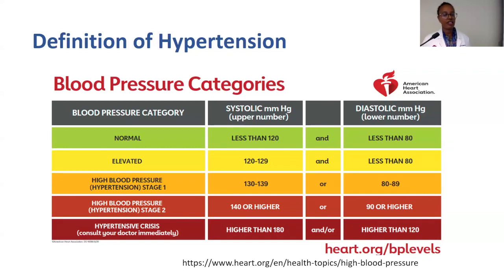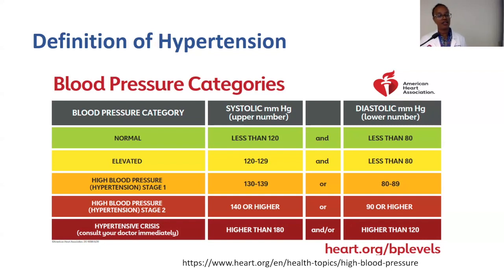What is stage 1? After elevated, you have stage 1, which is 130 to 139 of the top number, or 80 to 89. The "or" is important, and this signifies that you do not pay attention to only the top or the bottom number. It's either one of those if you meet criteria. Even if the top number is in the elevated category, if the bottom one is between 80 to 89, that's considered stage 1 hypertension. What about stage 2?